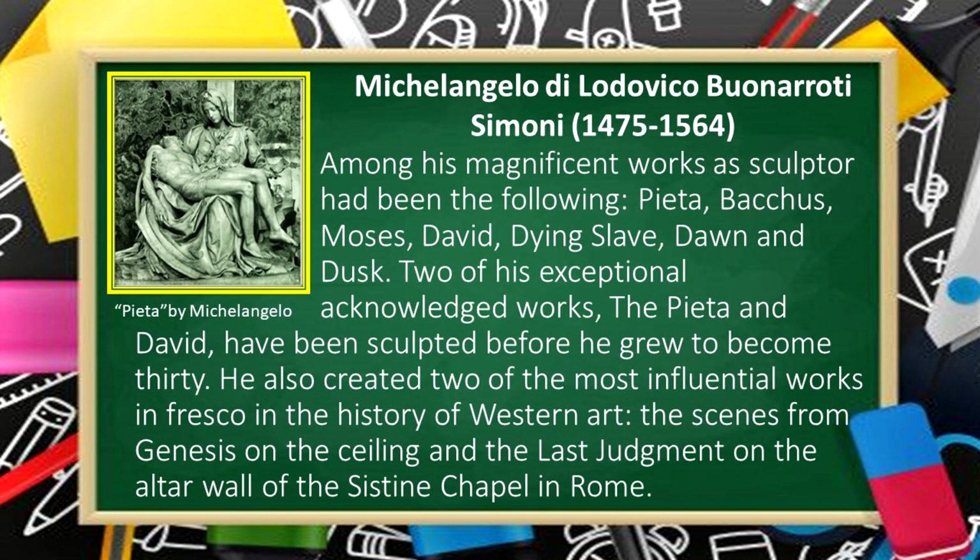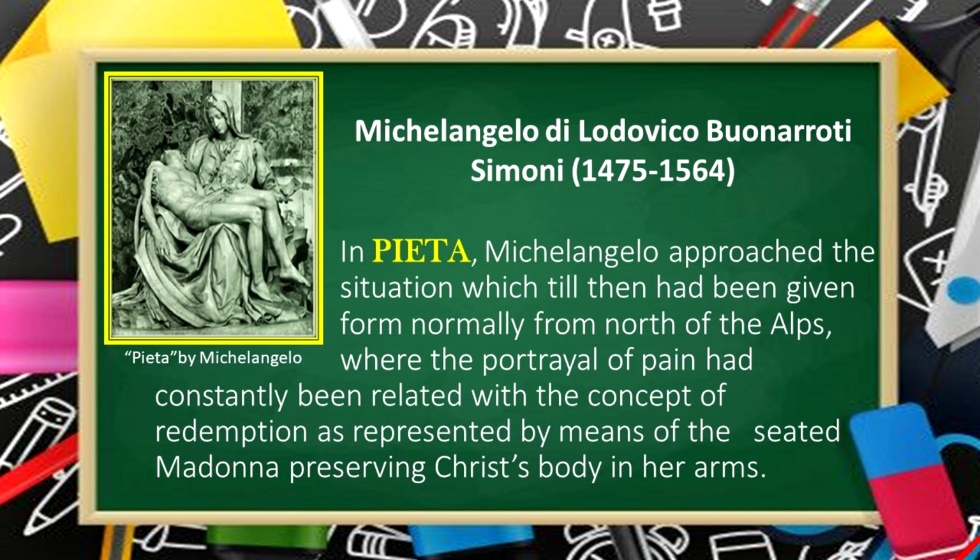Among his magnificent works as sculptor were the following: Pieta, Bacchus, Moses, David, Dying Slave, Dawn and Dusk. 2 of his best known works, the Pieta and David, were sculpted before he became 30. In Pieta, Michelangelo approached the subject which until then had been treated mainly from north of the Alps, where the portrayal of pain had always been associated with the concept of redemption as represented by the seated Madonna holding Christ's body in her arms.